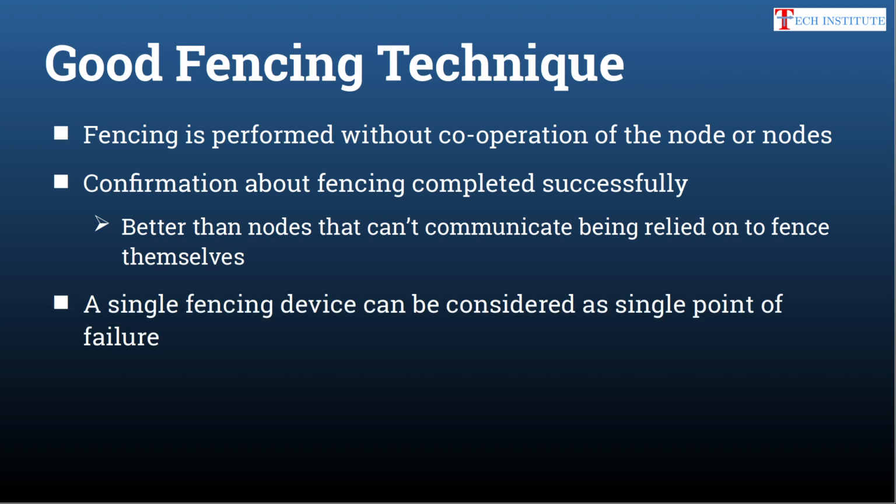And one more thing, always keep in mind, if you are going for any kind of HA solution, keeping any single point of failure is not wise. The same goes for your fencing also. If you have one fencing device, that is a single point of failure. So always try to have more than one fencing device. If one fencing mechanism fails, you have another fencing mechanism in place to fence the faulty nodes.